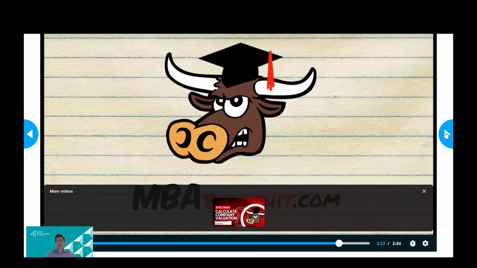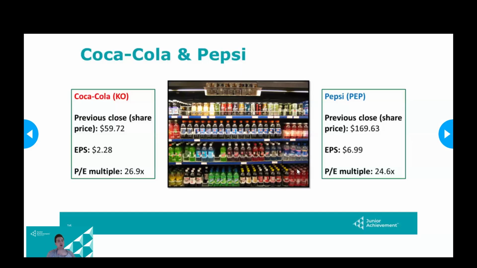Okay, so that was a quick little understanding about how to value a company, and an example that was pretty interesting. Okay, so now let's compare Coca-Cola versus Pepsi. Coca-Cola is $59, Pepsi is $169, and their EPSs are different, right?